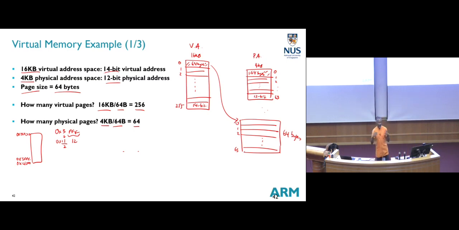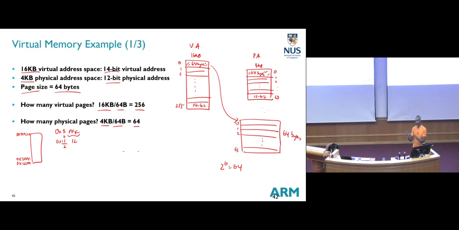Alright, so I need to know how many bits I need to specify which particular byte I want. If it is 64, how many bits do I need? I need 6 bits, correct? Because 2 to the power of 6 is 64. So I need 6 bits to specify which byte I'm referring to within the page offset itself. Okay, so that is the first thing.